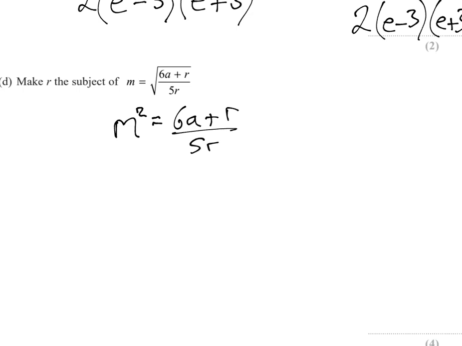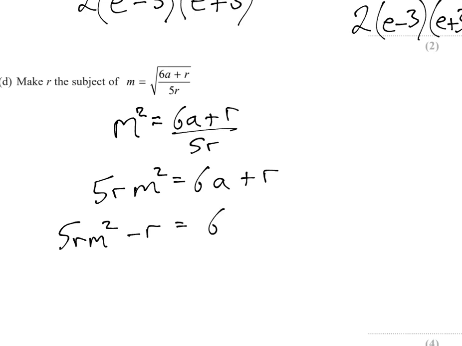Then we're going to get rid of the fraction. Multiply both sides by 5r. So 5r m squared equals 6a plus r. Move the r's onto one side, so we get 5r m squared minus r from both sides equals 6a, minus r from this side, and it goes.